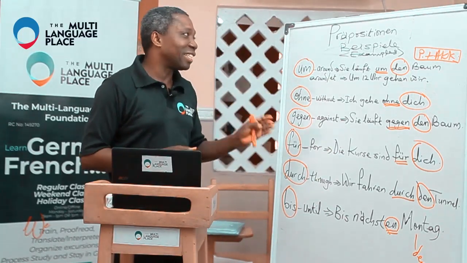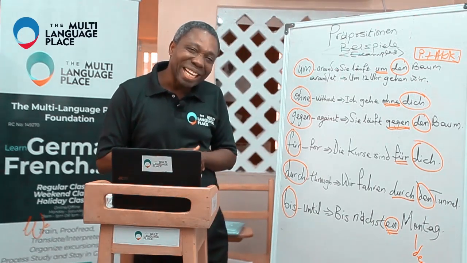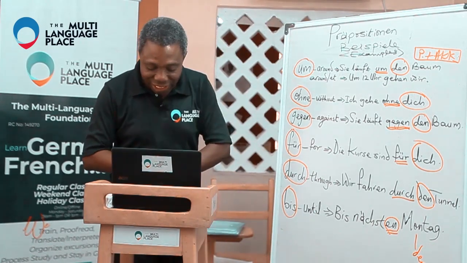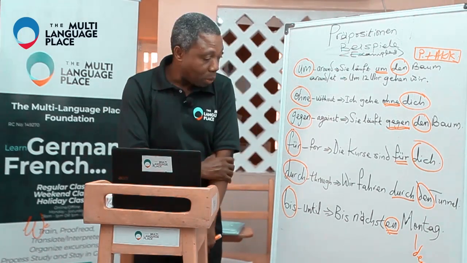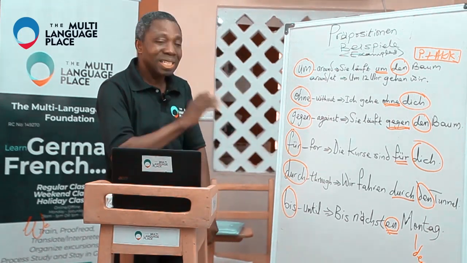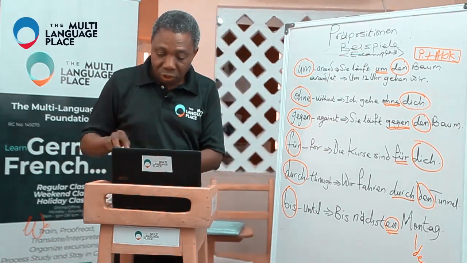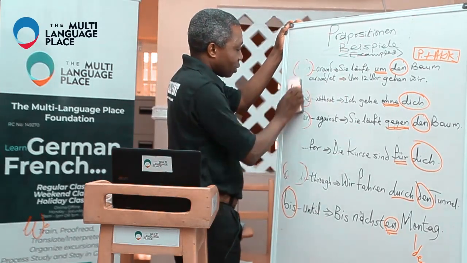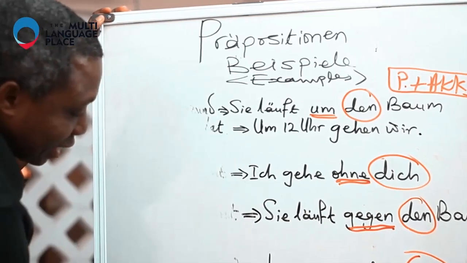Also, hier sind die Präpositionen, die Akkusativ regieren. Okay, so we'll move on straight. These are the prepositions that control accusative. So we'll move on straight to that of dative. And in that of dative, we're going to see also some examples that will help us to know how these prepositions are used.